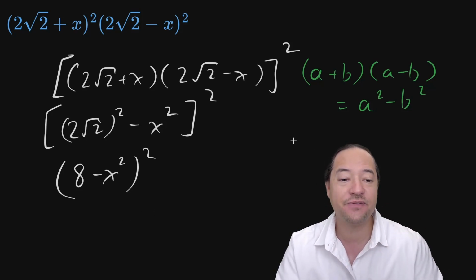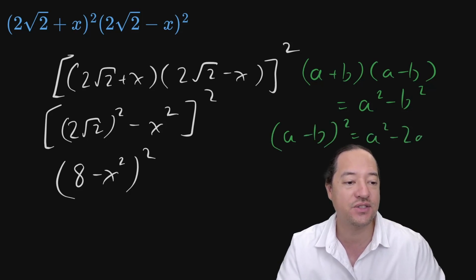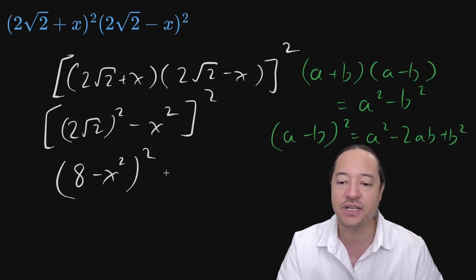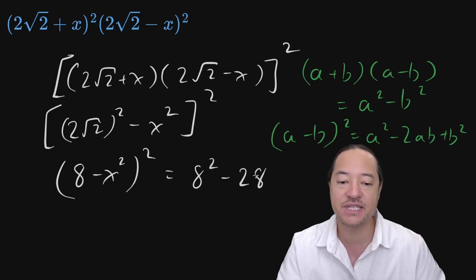And so now what we have is the square of a difference. Okay, and the square of a difference, we should remember our rule. A minus b squared will be a squared minus 2ab plus b squared. Okay, so now we have to implement that rule here. So what we're going to get here is we will get 8 squared. We get a minus 2 times 8 times x squared plus x squared squared.